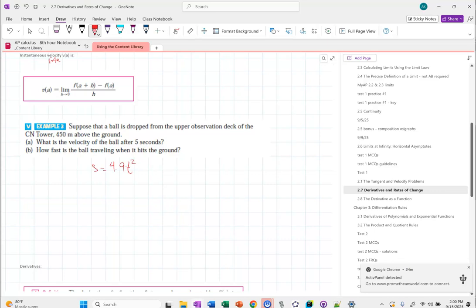So S in physics talk is your canonical letter for position, V for velocity, A for acceleration. Don't ask me why S for position. I don't know why we did S. Not a physicist. I can do the math. I don't know the physics. So what I have here is like t comma 4.9 t squared, right?